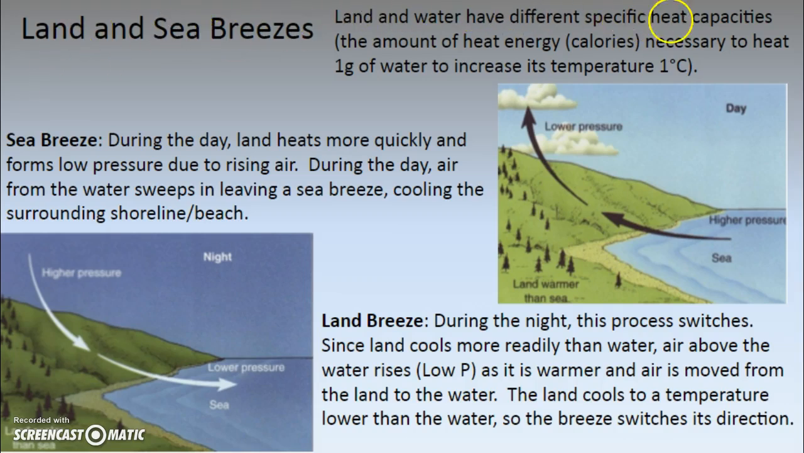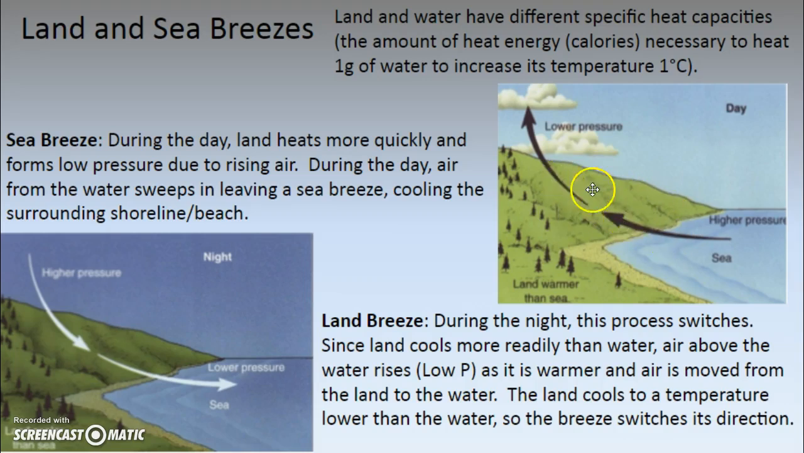Land and water have different specific heat capacities, right? The amount of energy it takes to change their temperature 1 degree. So a sea breeze. During the day, the land heats up more quickly and forms low pressure due to rising air. So here's my sea breeze in my picture here. Sea breezes take place during the day. The air from the water sweeps in, leaving a sea breeze, cooling the surrounding shoreline. So in the summer, when the temperature of the land is greater than that of the water, you create this sea breeze. And this is localized.